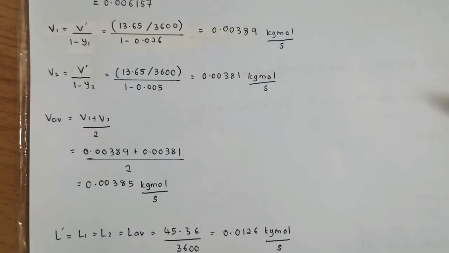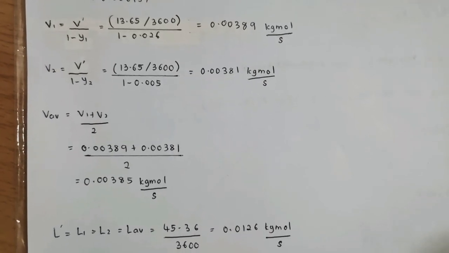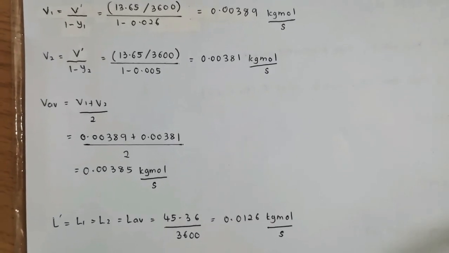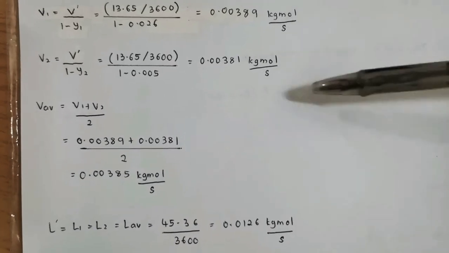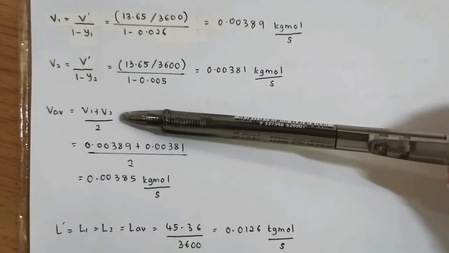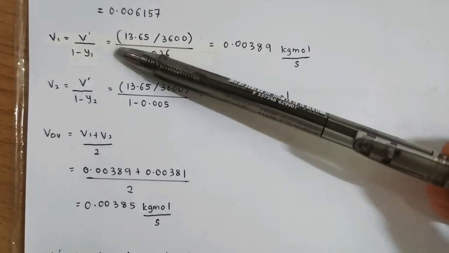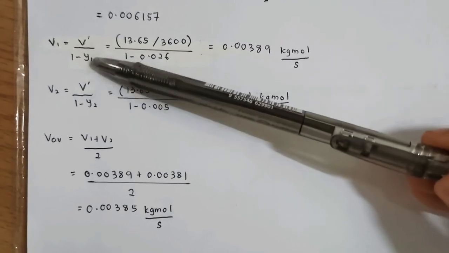Next, we have to calculate the V average and also the L average, because it will be used to solve question A and also question B. First of all, in order to get V average, we have to find V1 and V2. So for V1 and V2, this is the equation.